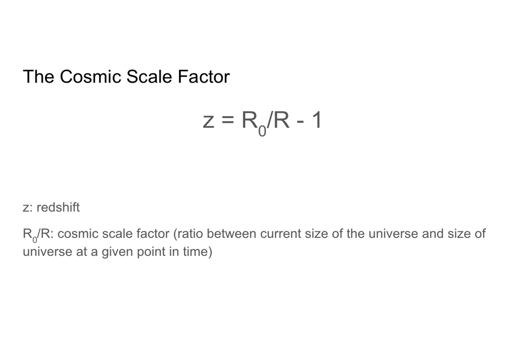I want to talk about one other way that we can understand and use z, and that is by looking at the cosmic scale factor, which is the ratio between the current size of the universe and the size of the universe at whatever point in time I'm interested in. So I can actually use my redshift to figure out how big the universe was when something that I measured the redshift for generated the light that I am seeing.